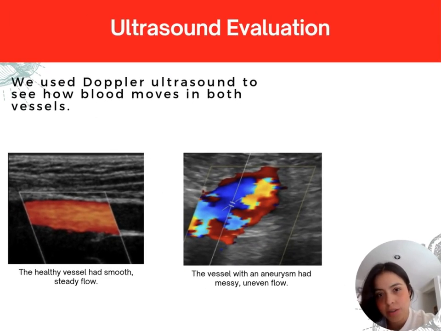In this slide, we used color Doppler ultrasound to see how blood flows through the vessel. On the left, you see a healthy vessel. The color is smooth and even, and this means the blood is flowing normally in one direction and at a steady speed. Now look at the image on the right. This is the vessel with an aneurysm. You can see many colors mixed together and the flow looks messy. This shows that the blood is moving in different directions and at different speeds, which is not normal.